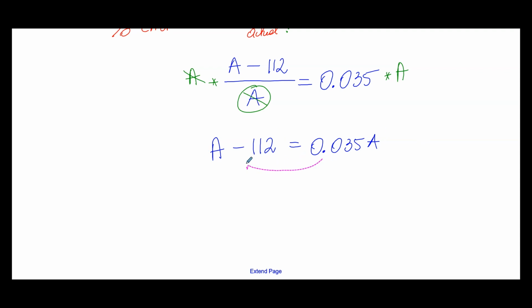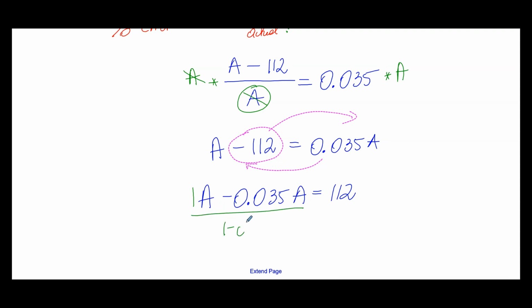Now, we want both A on the same side of the equation. I'm going to move this A to join the A that I'm having, and then move my number to the other side. Every time we move a number from one side of the equation to the other side, what happens? We have to remember to change the sign to the opposite. So what do I have here? I have 1A minus 0.035A. I put that in the calculator, I press equal, and I have the answer, and that will be the number that stands beside A.